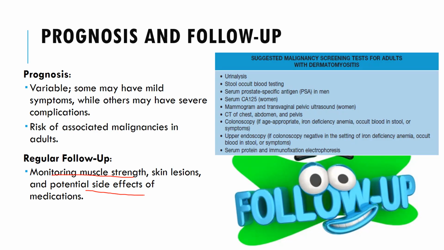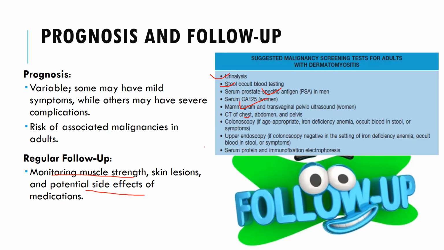The picture that we see here shows the suggested screening in case you're suspecting any malignancy. You have to do urine analysis. You have to do stool occult blood to see if there's any bleeding in the GI tract. You have to do PSA to rule out prostate cancer. Then for women, you can do serum CA125, that is for ovarian cancer, as well as breast and hepatic evaluation, mammogram, CT scan depending on the case, colonoscopy, upper GI endoscopy, and the rest.